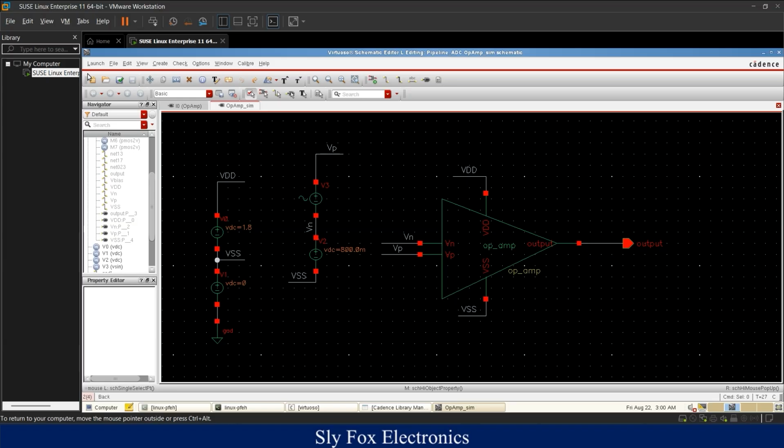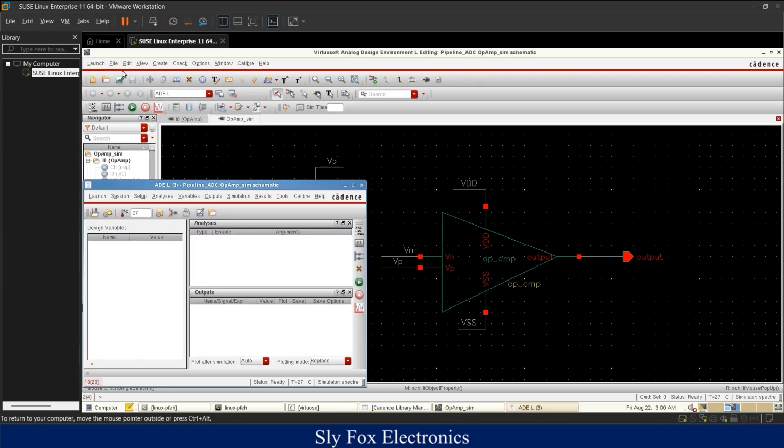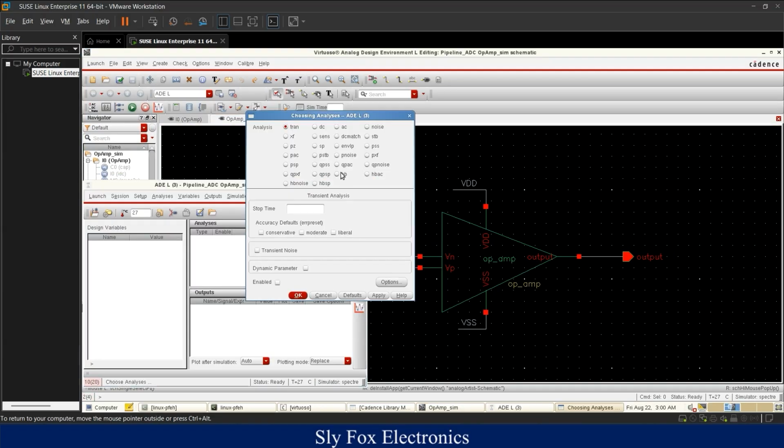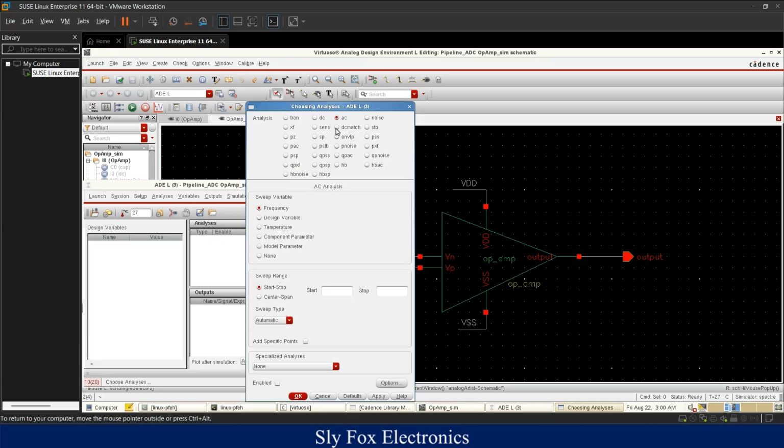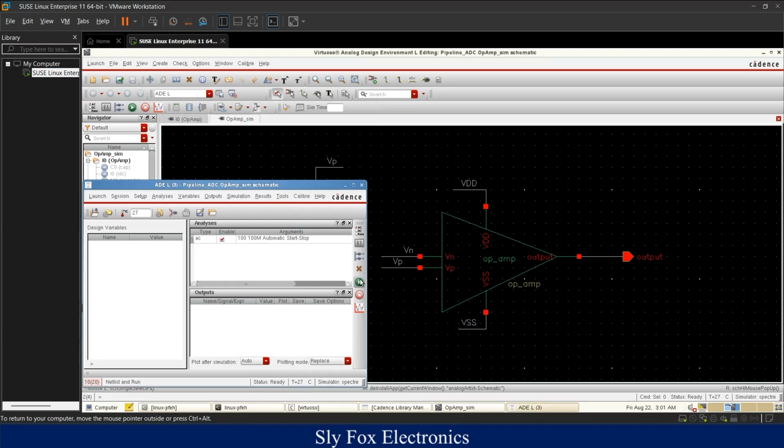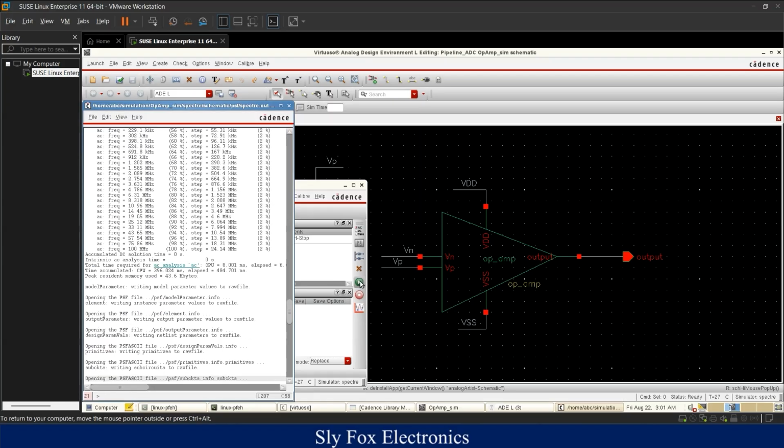To do that, you need to head to launch, analog design environment launch. You need to choose the analysis. I select AC. The sweep variable is frequency. I set the start to 100 Hz and a stop to 100 megahertz. And our simulation is ready to be done. So press OK, then run it. So the simulation is done successfully.